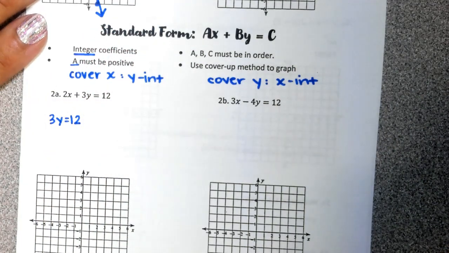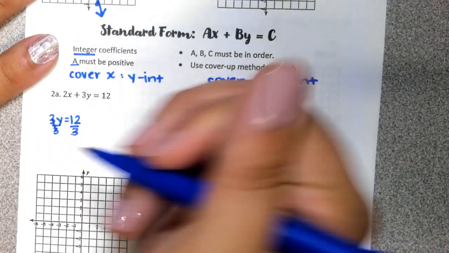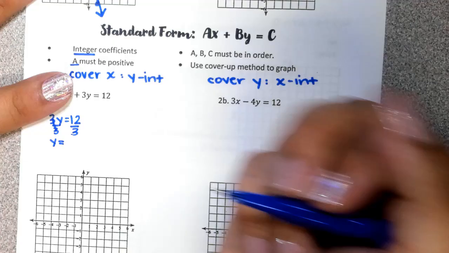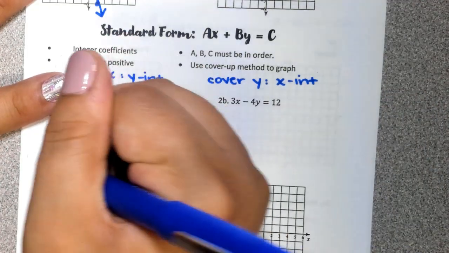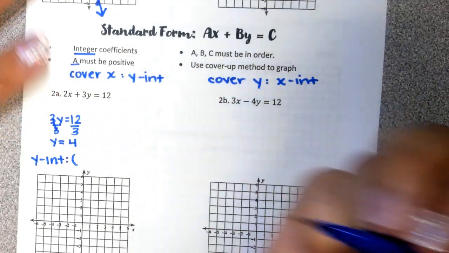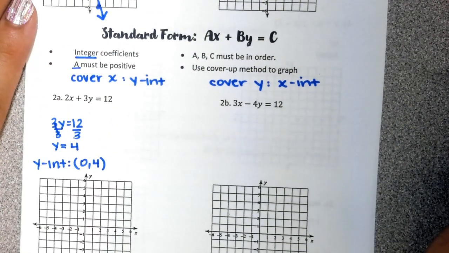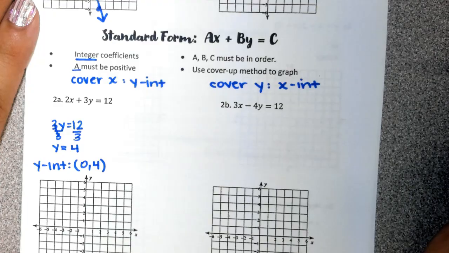How do I get y by itself? Divide by 3. So do you agree y equals 4? So my y-intercept is what? Give me a point. 0, 4. Thank you. Does that make sense? Yes.